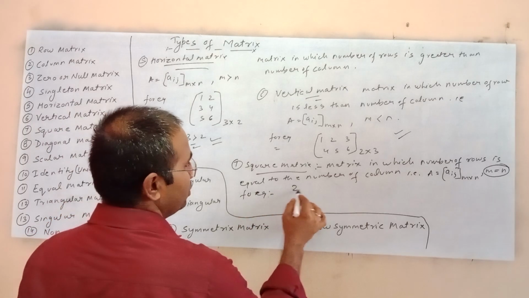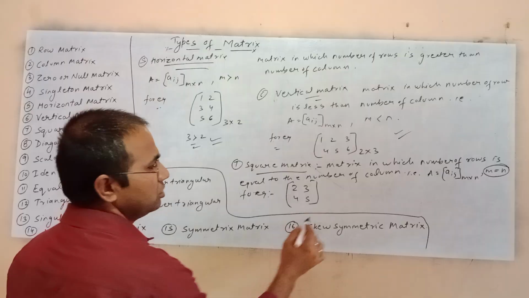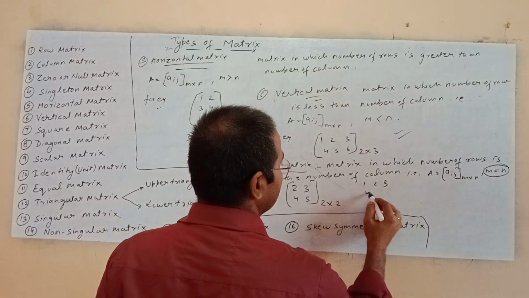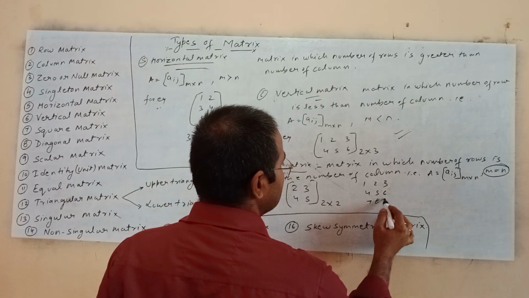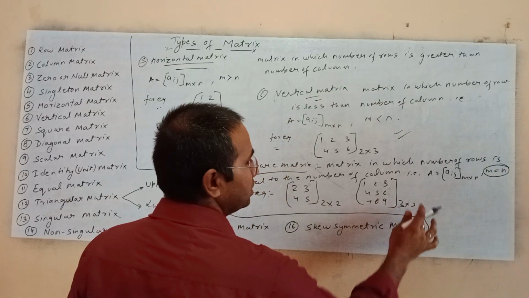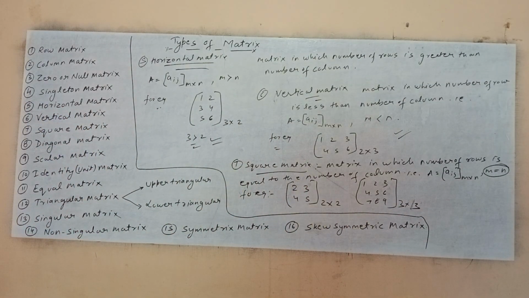For example, 2, 3, 4, 5. In this, the number of rows equals the number of columns, 2 cross 2. Suppose 1, 2, 3, 4, 5, 6, 7, 8, 9. See, this is of order 3 cross 3. Okay, so in both, the number of columns and the number of rows are equal to each other. That's why we call it a square matrix.